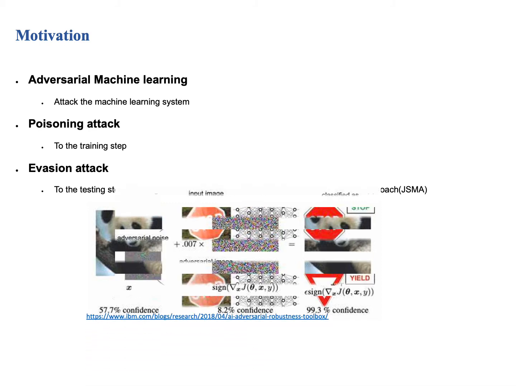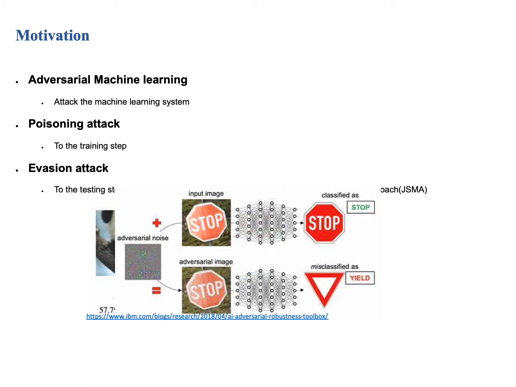The other example is the stop symbol. Without any adversary noise, we can say this is a stop symbol, of course, and we should stop before the stop line. But if we add some adversary noise, the stop symbol is not a stop symbol here, it becomes a yield symbol. It means you don't need to stop before the stop line.